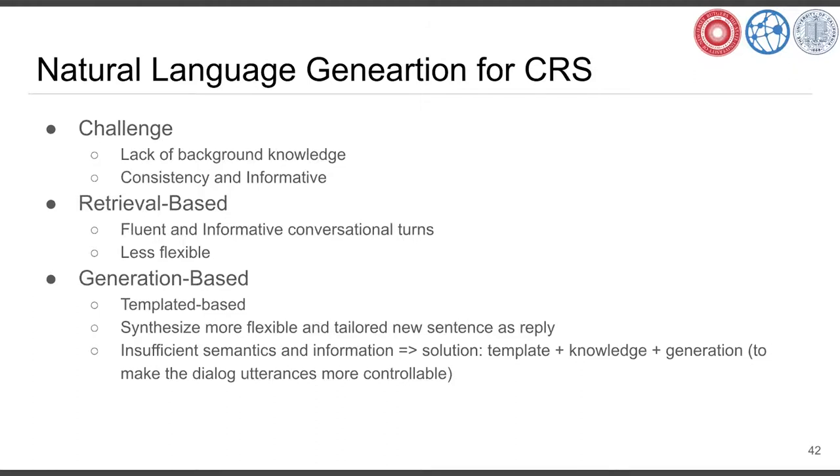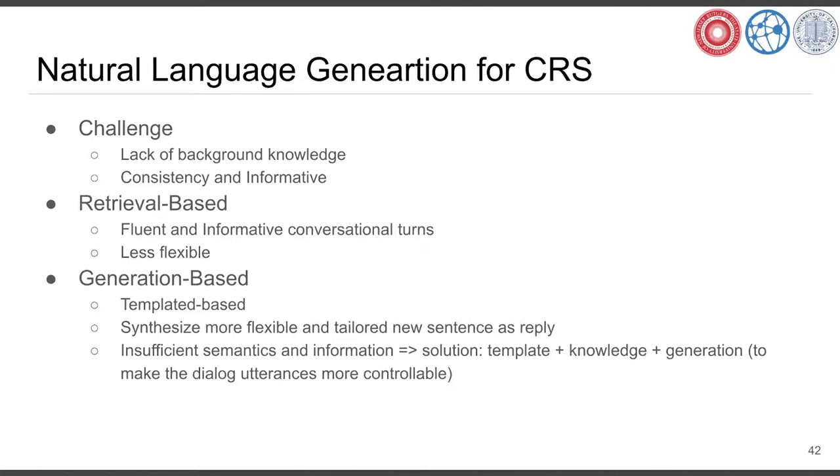So in the natural language generation part, there are typically two formats. The first is the retrieval-based one. It has the advantage of providing fluent and informative responses. However, it is less flexible since all the responses are picked from pre-built pools.